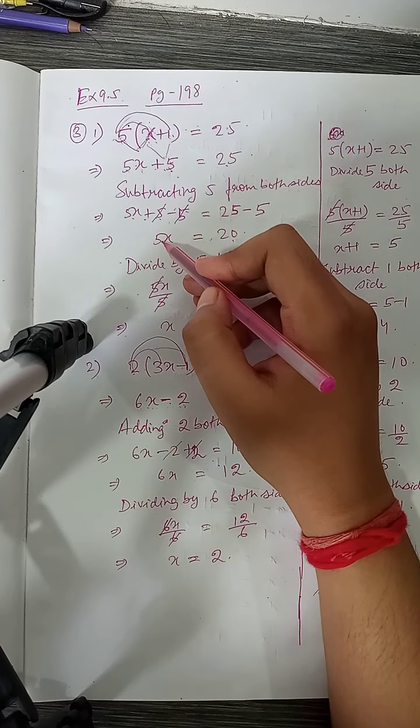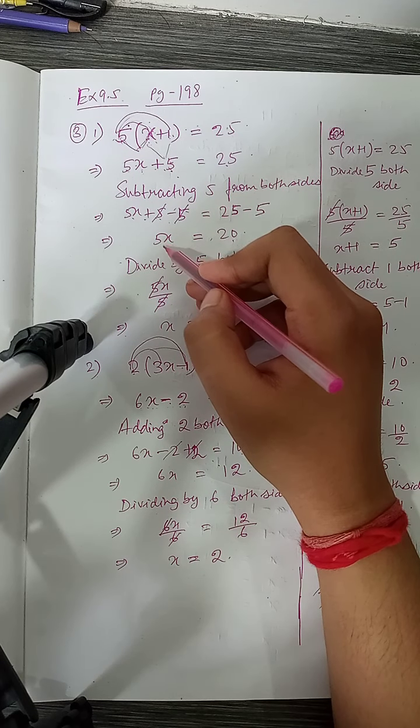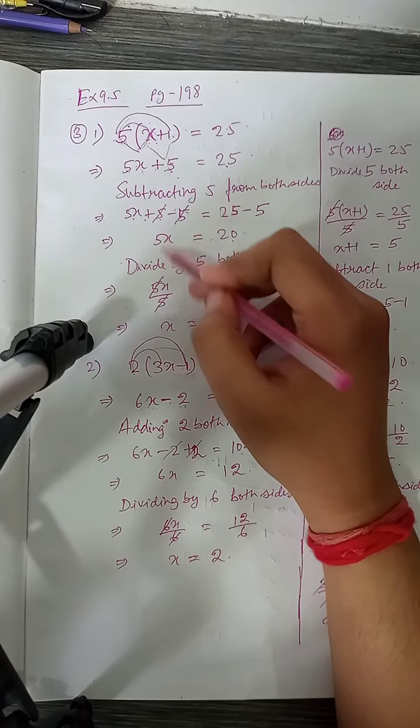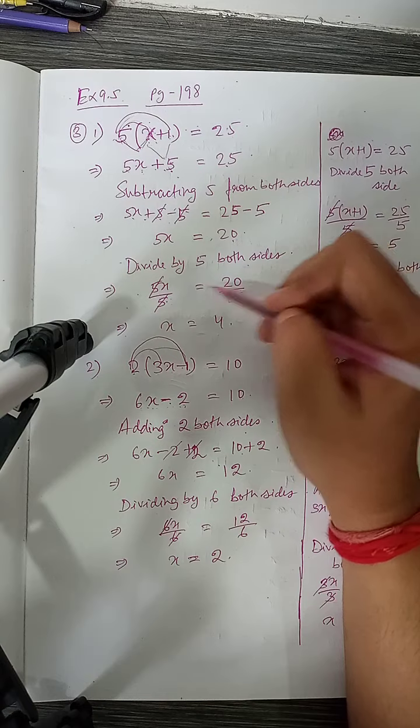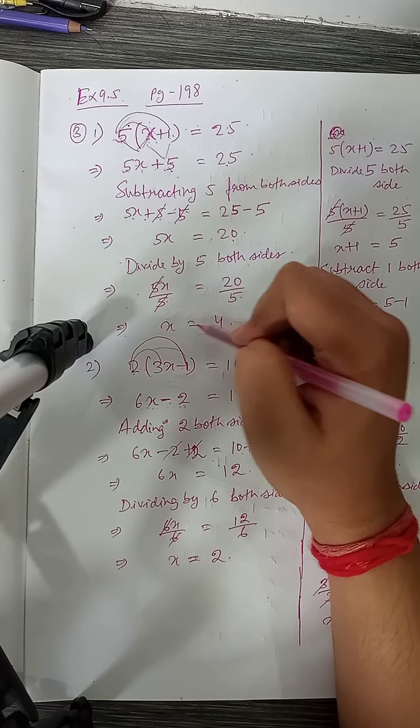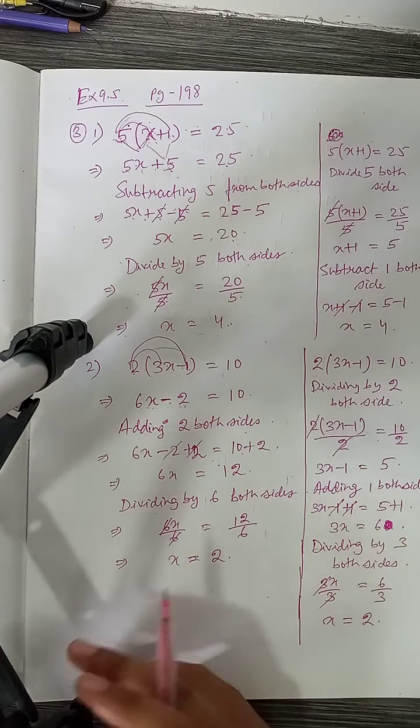Next this 5 is multiplied, we have to remove this multiplication, so we divide. So 5x divided by 5 equal to, other side also you have to divide with the same number 5. 5 and 5 gets cancelled, so x comes out to be 4.